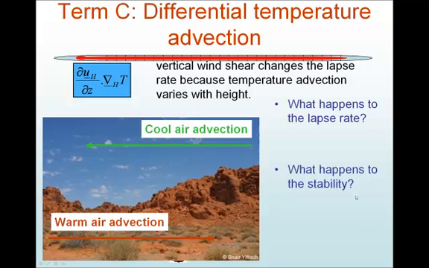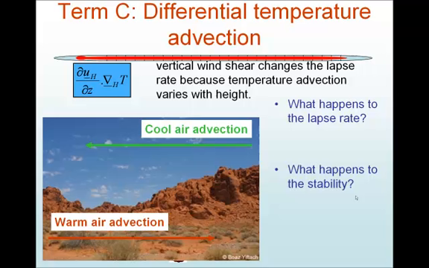In this video, we're examining the role that differential temperature advection plays in the modification of the lapse rate, and this is term C from the lapse rate equation, the dz dotted with the horizontal gradient of temperature. Vertical wind shear changes the lapse rate because temperature advection varies with height. Consider the example shown below.